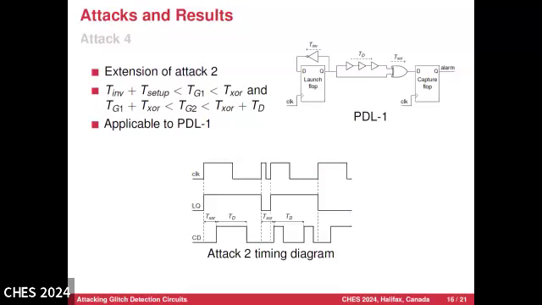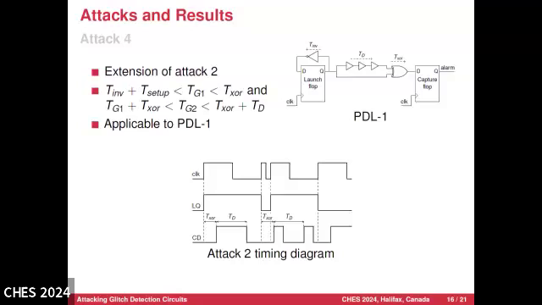So the final attack is kind of what I alluded to earlier. It's an extension of attack 2. What we do here is that first we apply one glitch that would have caused attack 1, now attack 2 on its own. So the first inequality there describes the timing for the first glitch. And this first glitch will then open up a new window of opportunity where we can apply a second glitch without being detected.